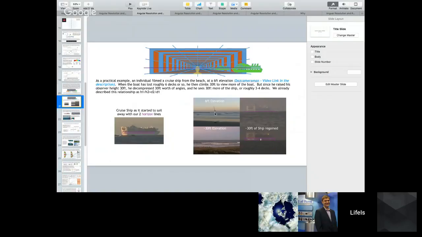And he says he's at a 6-foot elevation. I'm showing the arrow where the cruise ship is, and then he goes up to a 30-foot elevation, and he zooms back in on the ship. Well, he brings back 30 feet of the ship, right? You can see it's roughly 3 decks worth. Again, it's a linear relationship between height and what is being resolved. Again, this assumes very little refraction, but that's what that relationship means.